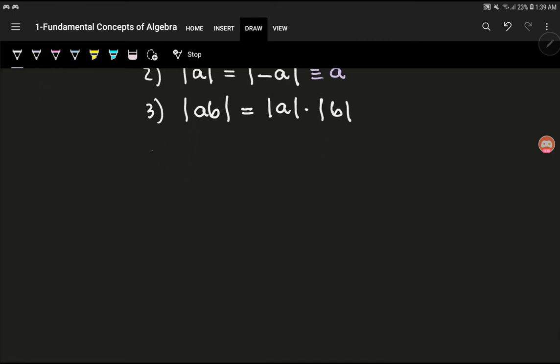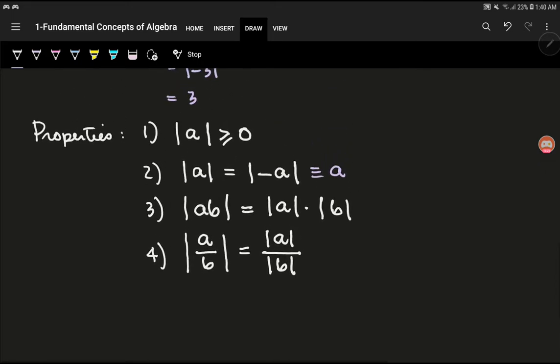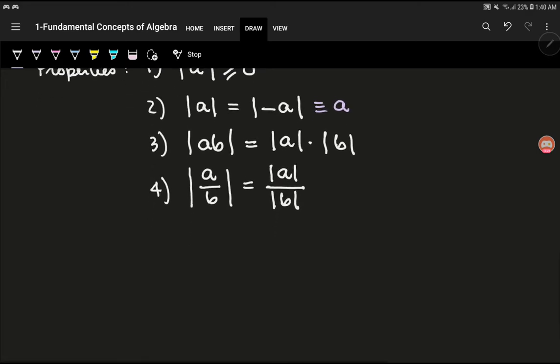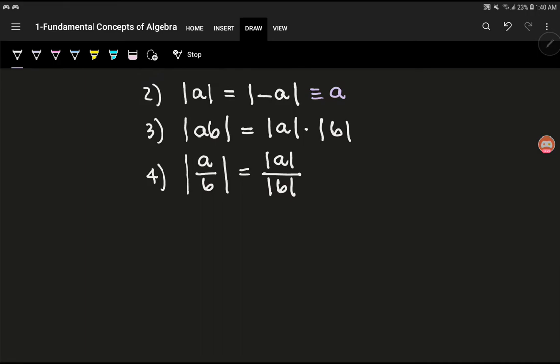And then we have the last property: the absolute value of A over B is equal to the absolute value of A divided by the absolute value of B. So, for the absolute value of a quotient of two numbers, we can rewrite it as a quotient of two different absolute values. So these are the four properties that we should know about absolute value. Let's try some examples to make use of these properties.